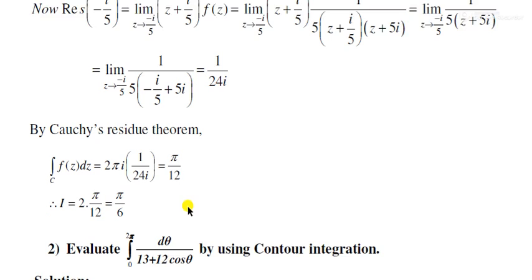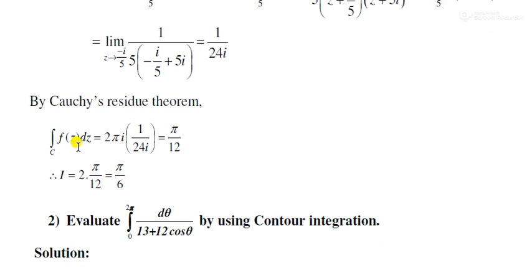By Cauchy's residue theorem, integral over C f of z dz equal to 2 pi i into sum of the residues. See, here we have only one pole which is going to lie inside C. The value for that residue is 1 by 24i. Therefore, this will give you the answer as pi by 12. So, substituting in the integral capital I, which is equal to 2 times of integral over C f of z dz, this is equivalent to 2 times pi by 12, which will give you the answer as pi by 6.